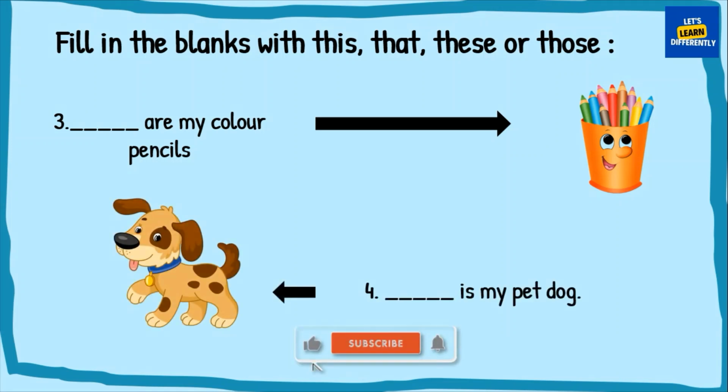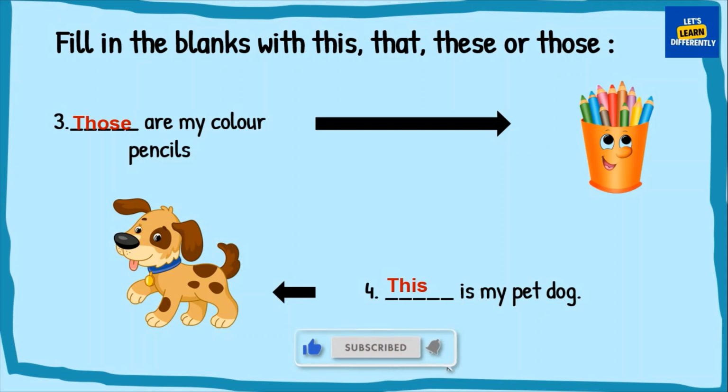In the third picture, you can see the pencils are far away from the speaker. So here you will write, those are my color pencils. In the fourth picture, you can see the dog is near to the speaker. So here you will write, this is my pet dog.